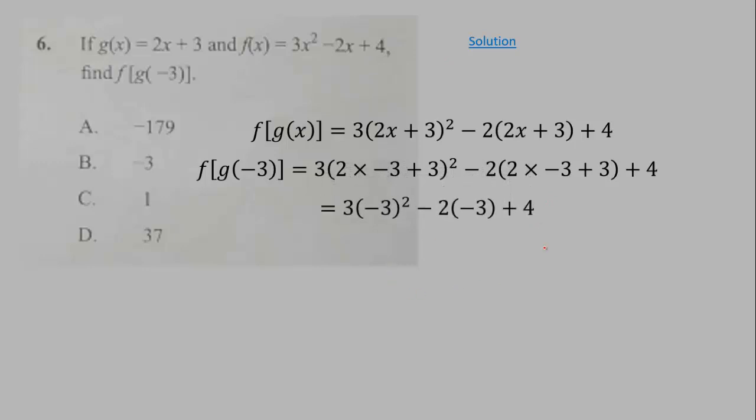So that will give you 3 times of -3 squared minus 2 times of -3 plus 4. That will give you 27 plus 10, which is 37.